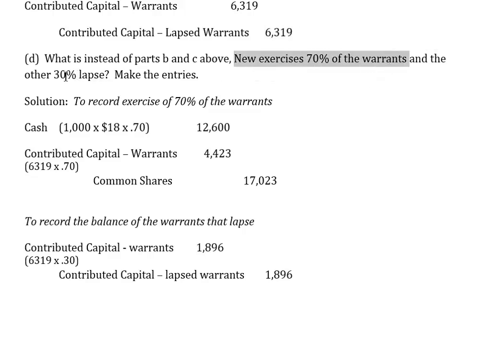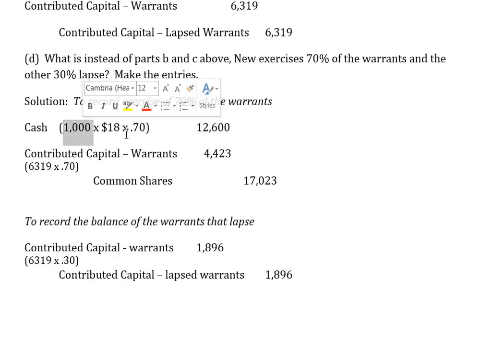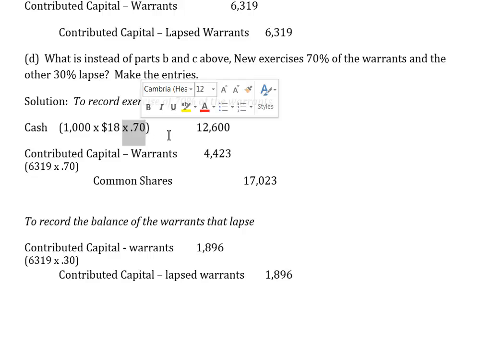Now, what if instead of Parts B and C, the investor did exercise some of the warrants, 70% of the warrants, and the other 30% lapsed? Well, we're going to do two entries here. The first entry is going to be to record the exercise of 70% of the warrants. Well, don't forget, one warrant gets one share, right? But we had 1,000 warrants, and we're only exercising 70% of those warrants, right? So 1,000 warrants times 70% is 700 warrants. Don't forget, one warrant, one share. So 1,000 shares times 70%, we're getting 700 shares at $18 a share.